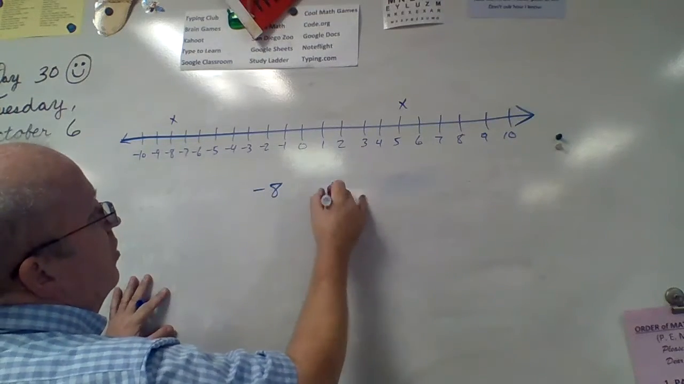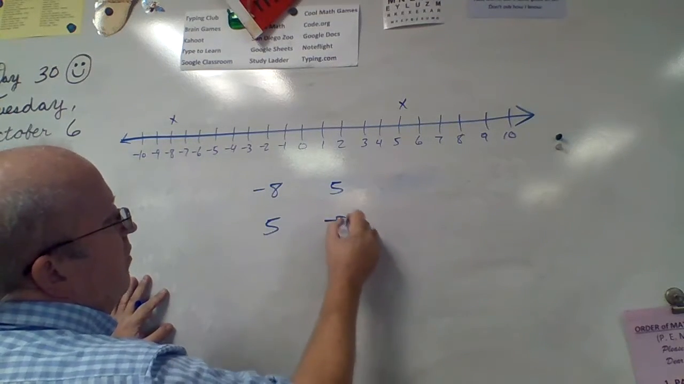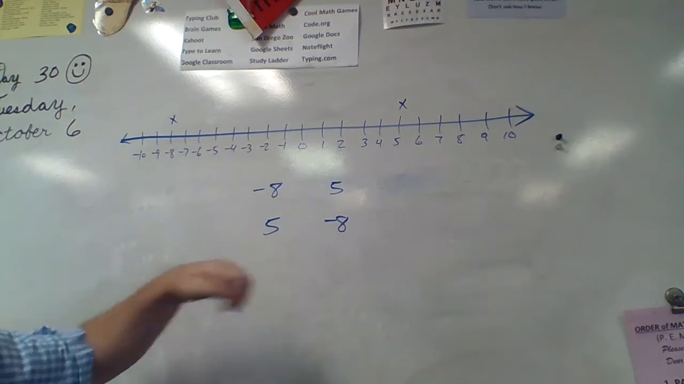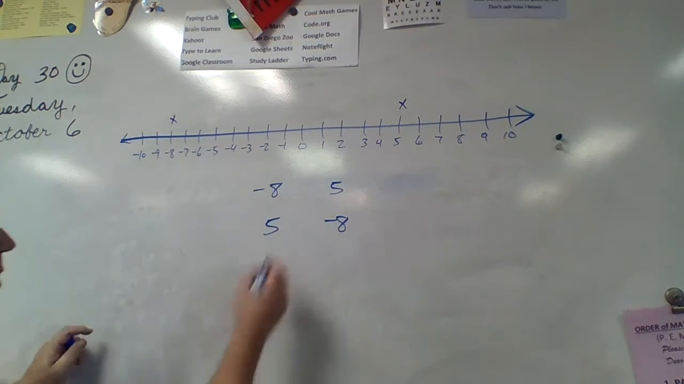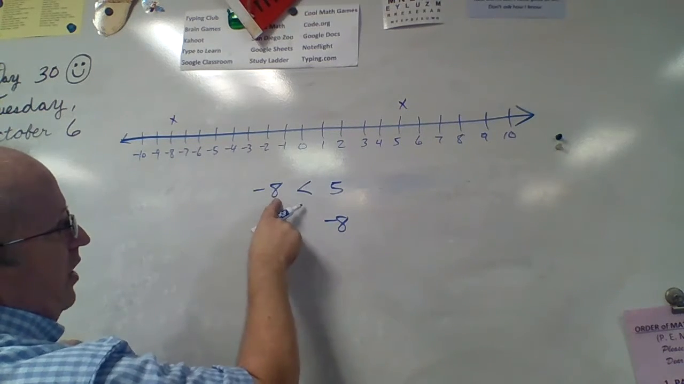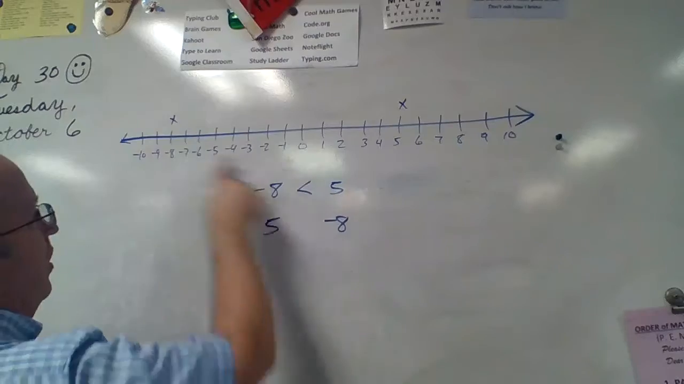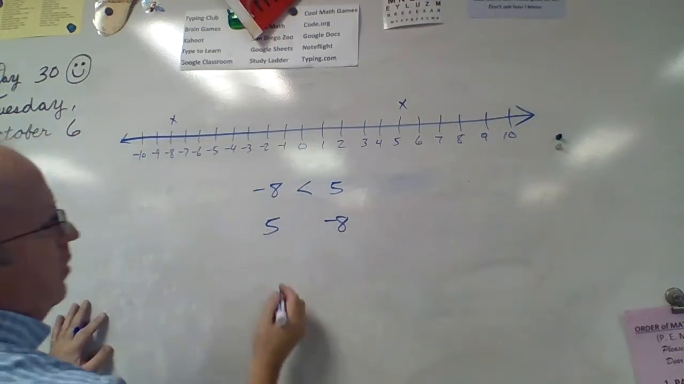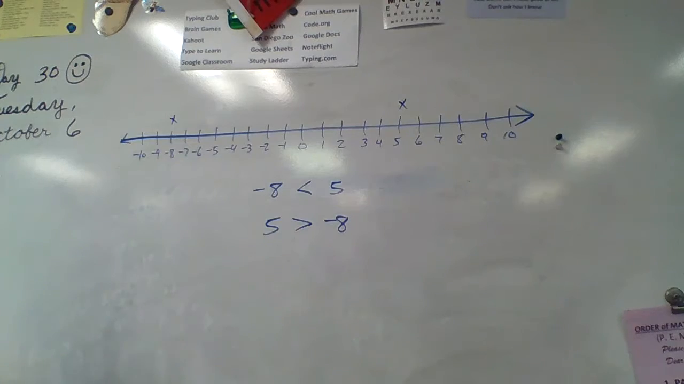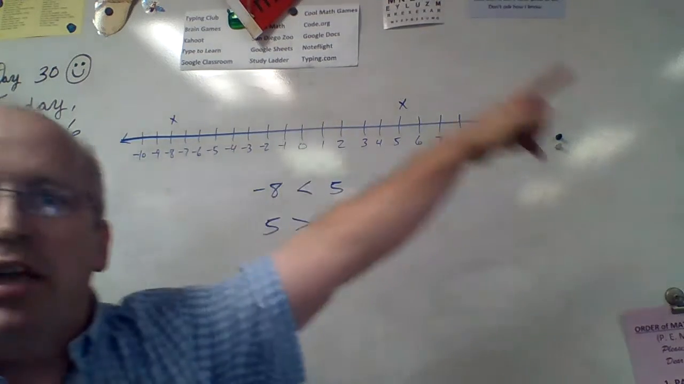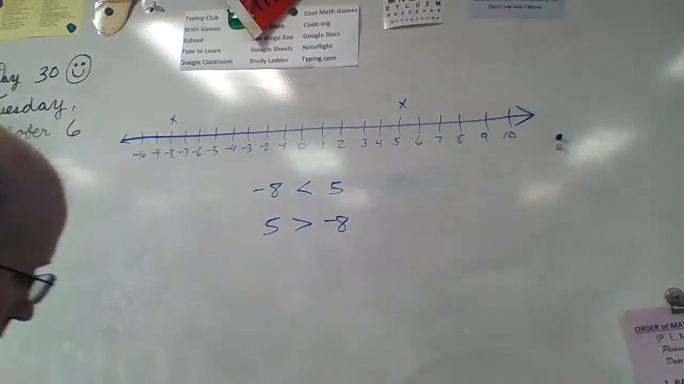-8, +5. 5, -8. What would be the correct sign to put here, and what would be the correct sign to put here? If you said this one, you're right. -8 is less than 5. -8 is smaller than 5. 5 is further to the right. And here, we'd use the greater than symbol. 5 is greater than -8 because 5 is, again, further to the right on the number line.